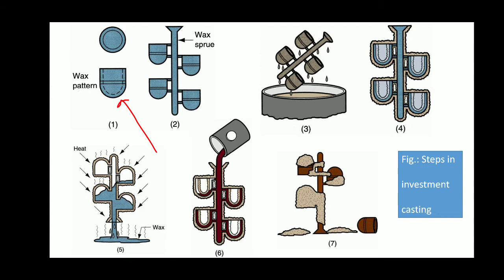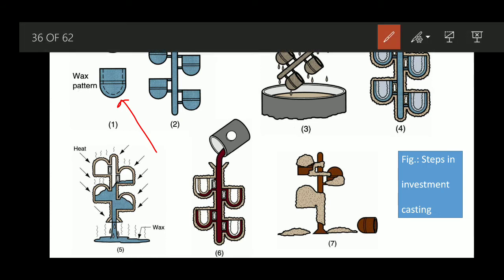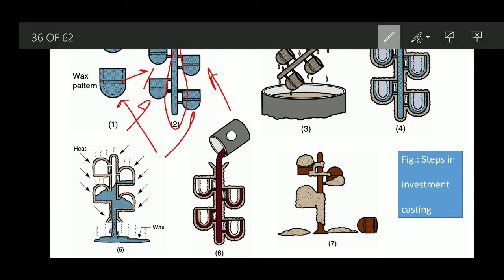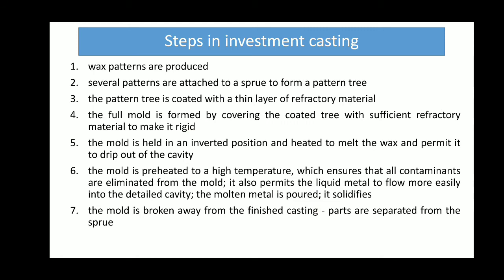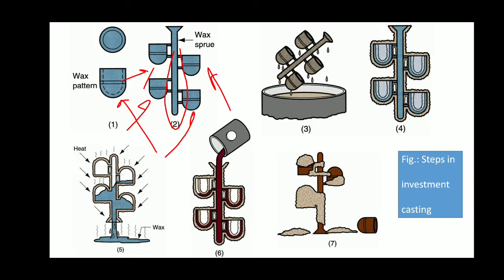So now, this pattern, on this particular sprue, several of them are attached, and this forms a kind of wax pattern tree. This is a pattern tree. Next, the pattern tree is coated with a thin layer of refractory material. So now we'll have the refractory material in a slurry.